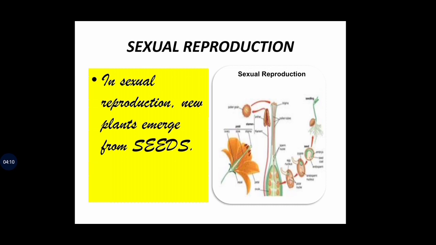So, the next reproduction is sexual reproduction. How does sexual reproduction take place? Sexual reproduction takes place by seeds. So, what is sexual reproduction? In sexual reproduction, new plants emerge from seeds. In order to know how seeds are produced, we must know about the different parts of a flower. Let us learn different parts of the flower from the following.